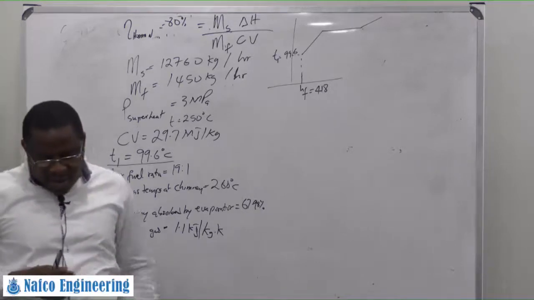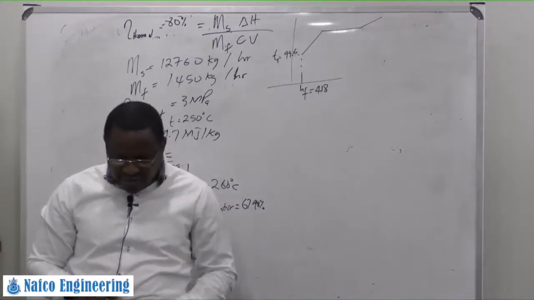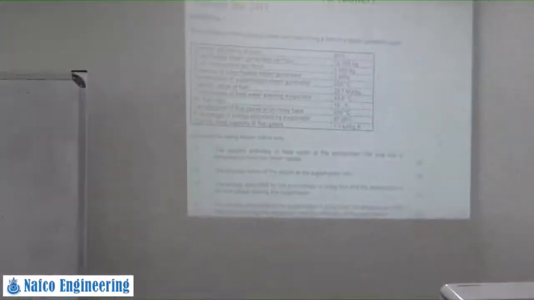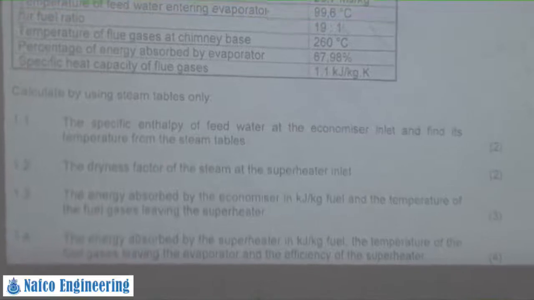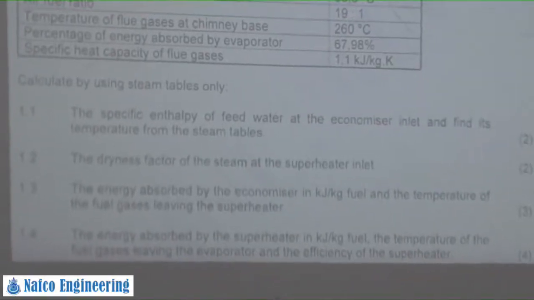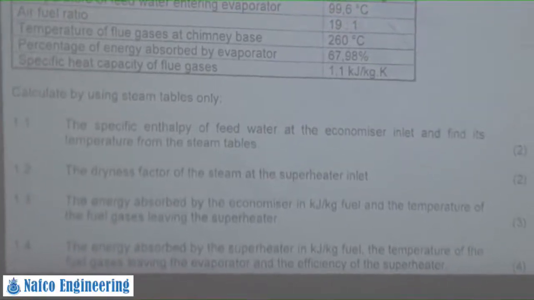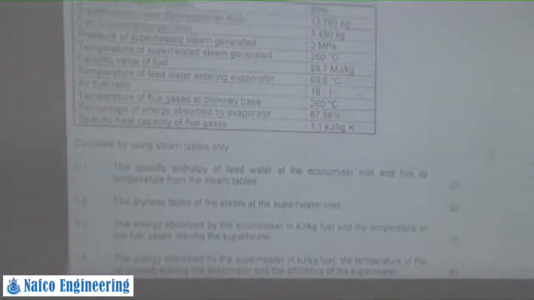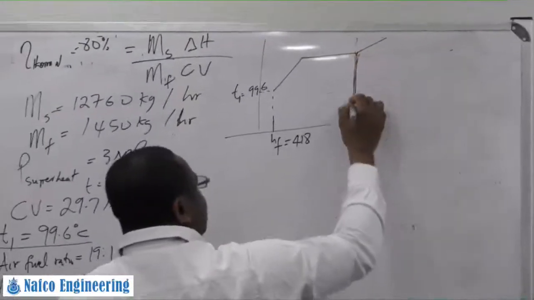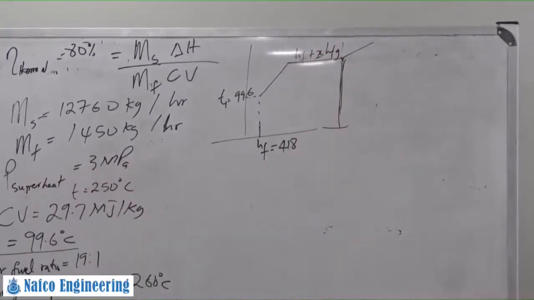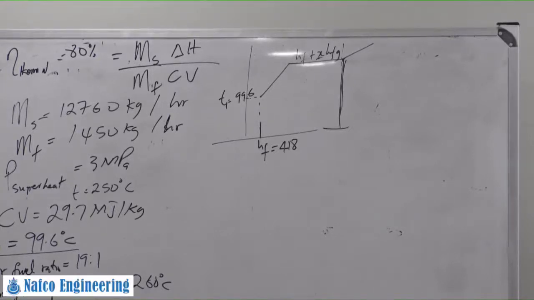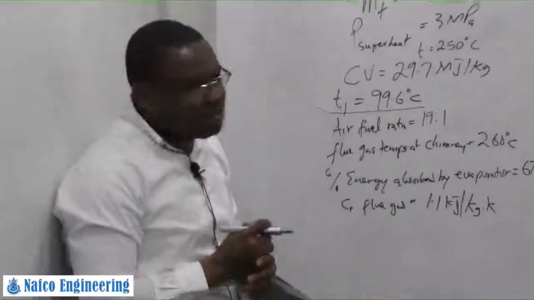Okay. Now, number two is to calculate the dryness fraction of the steam at the superheat inlet. Okay. What do you do? You need to calculate. You need to find H2. Want to know here. Yes. This is a superheat inlet. Want to calculate. This is HF plus XHFG. Want to calculate that. Yes. So what do you do from the table? Where do you start? You go to 3 MPa, look for HF and HFG. Let's look for it.